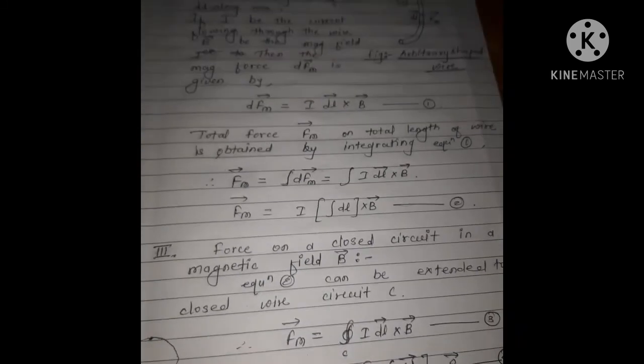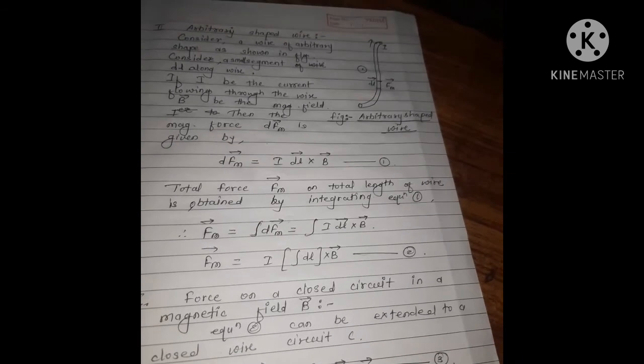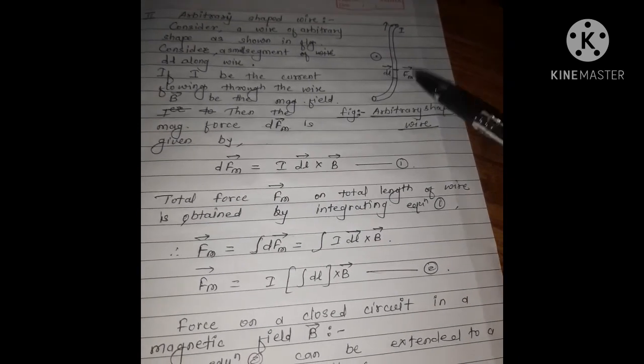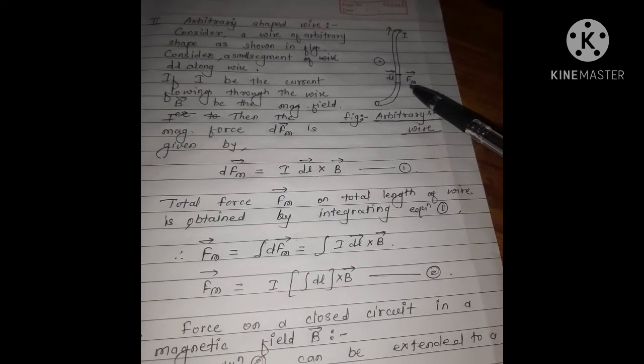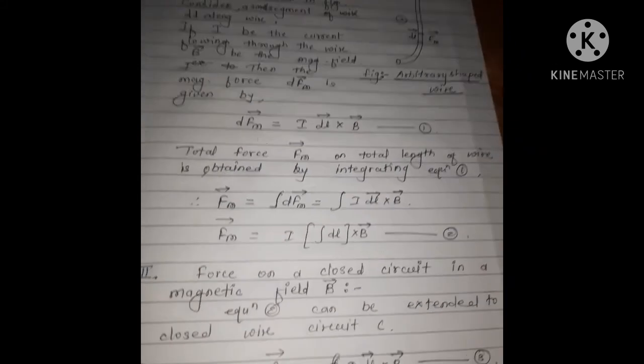So this was about the magnetic force acting on a straight wire and any arbitrary shaped wire and on a closed circuit.